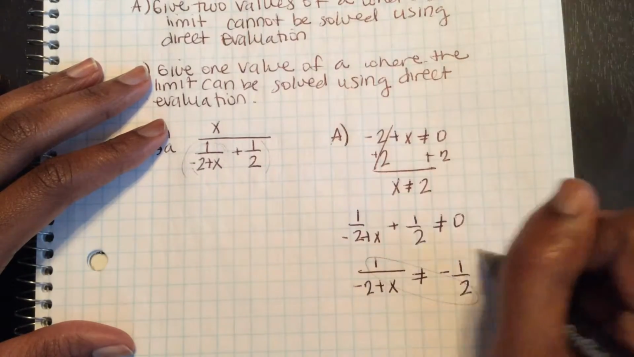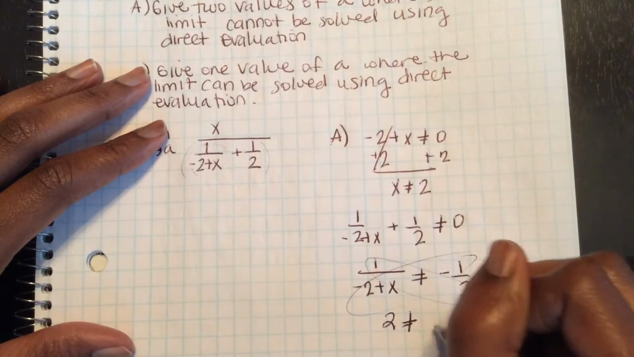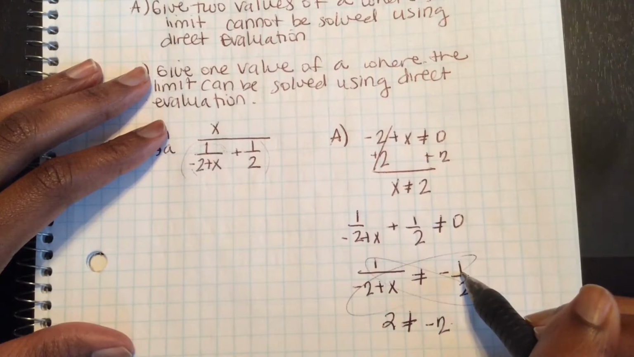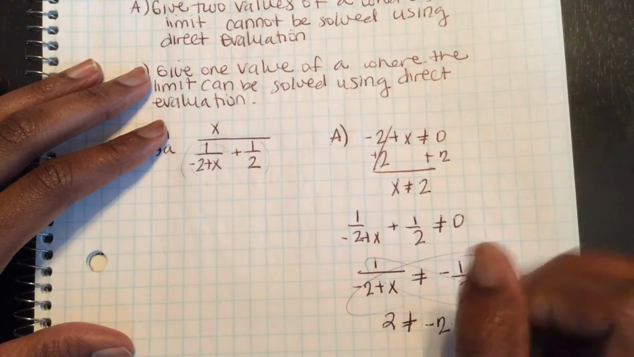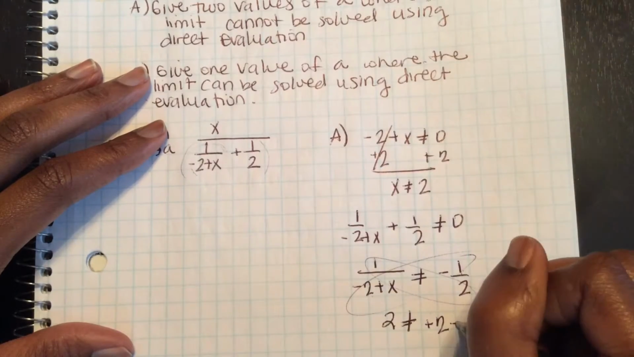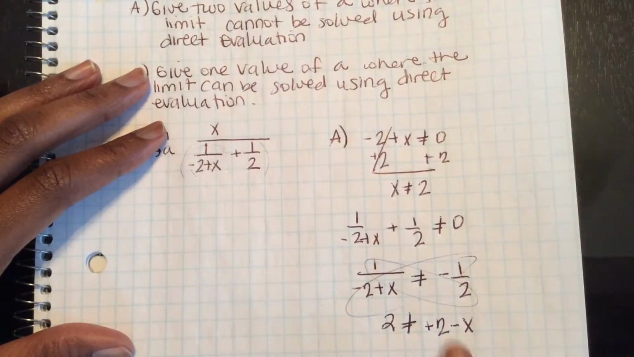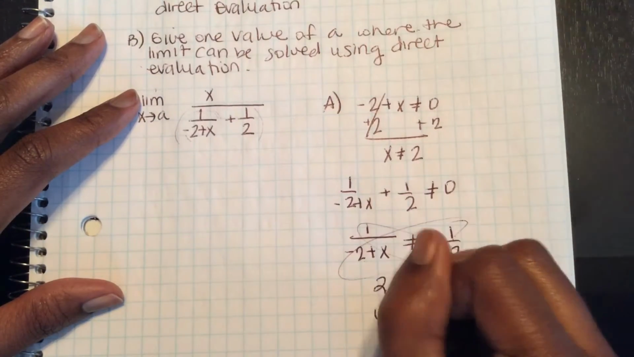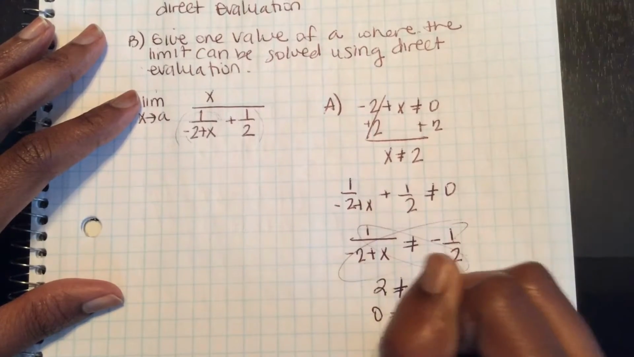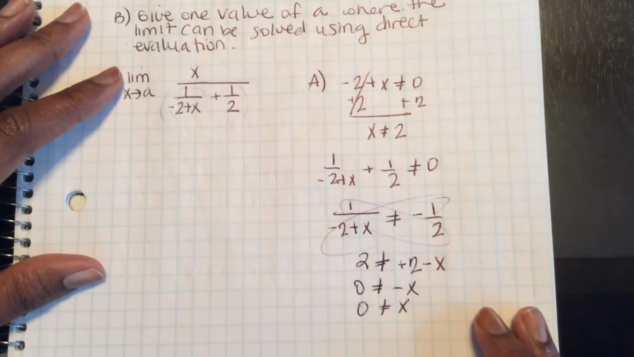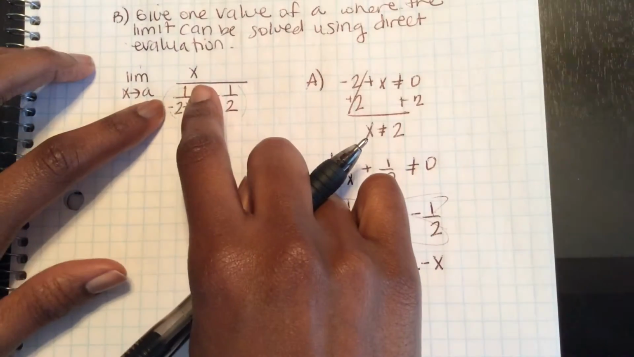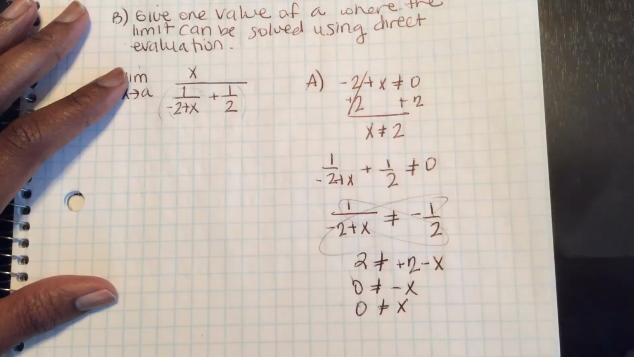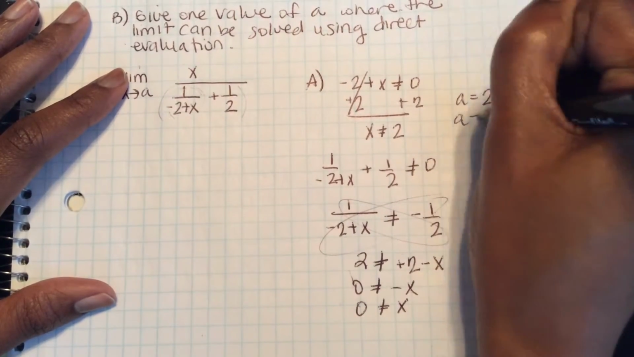So now I could cross multiply. 2 cannot equal negative 1 multiplied by negative 2, which is 2, minus x. So notice I was distributing the negative 1 to both of those. So if I subtract 2, 0 cannot equal negative x, so x cannot equal 0. So the two A values that will either make this denominator equal 0 or this denominator equal 0 are A equal 2 and A equals 0.